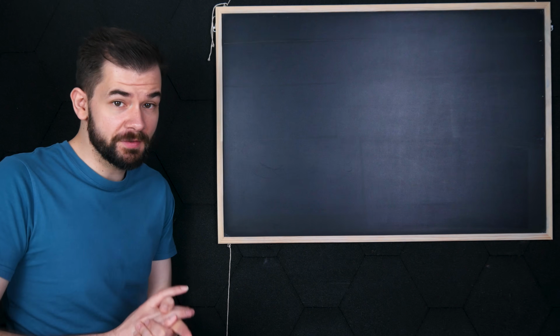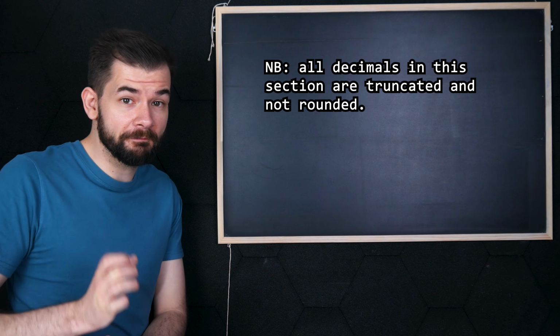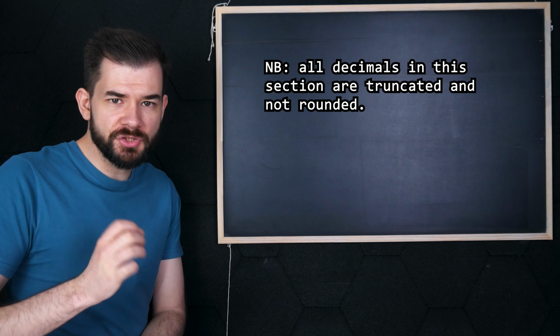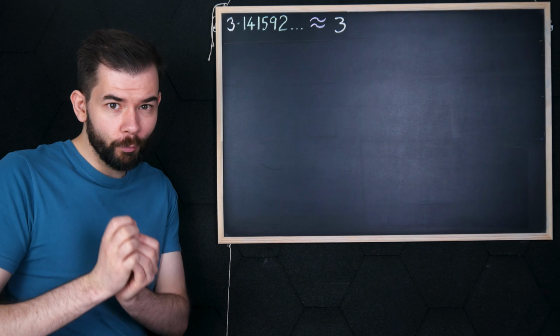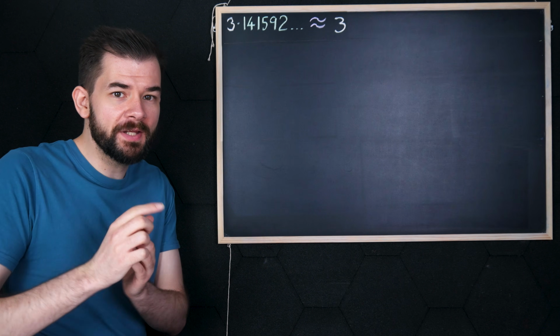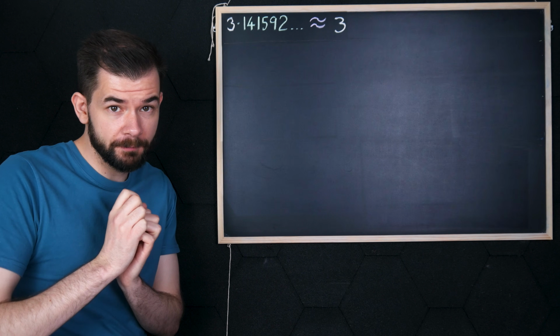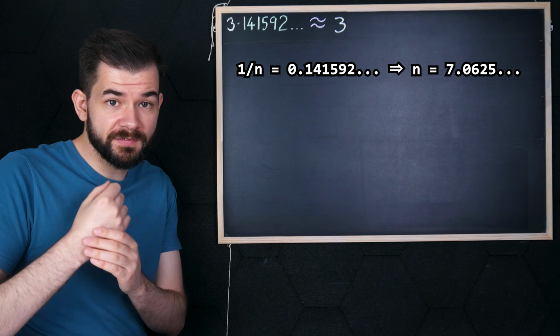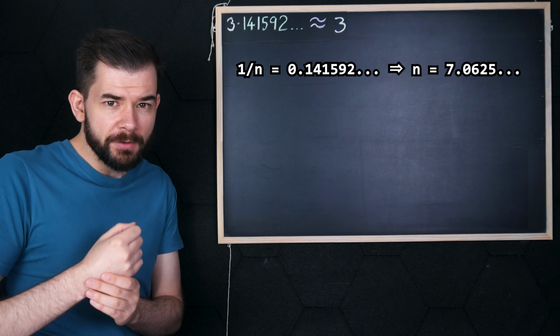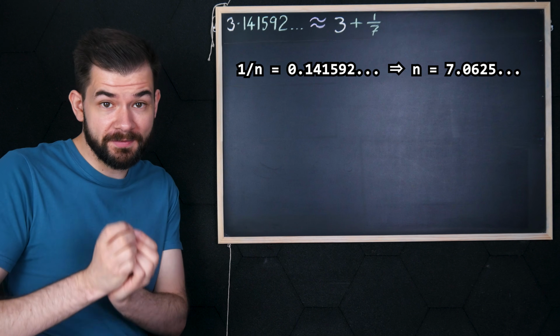To get a feel for simple continued fractions, let's build the one for pi. We'll start with the biggest integer less than pi, which is 3, and now we need to deal with the fractional part. We want to add a fraction with numerator 1 that is close to this fractional part. If 1 over n equals this, then we can rearrange for n equals 7.062, etc. To obtain an integer approximation, we just floor it to 7.